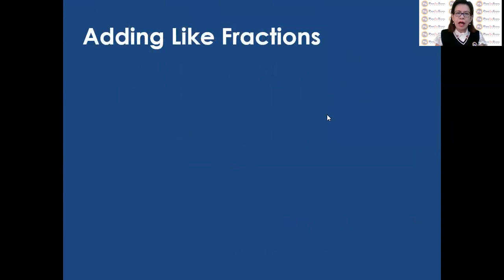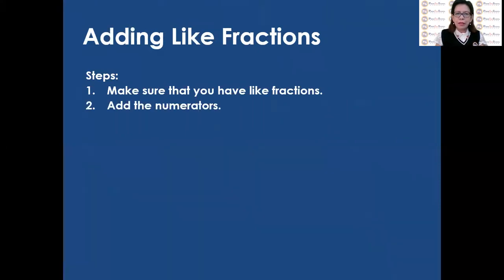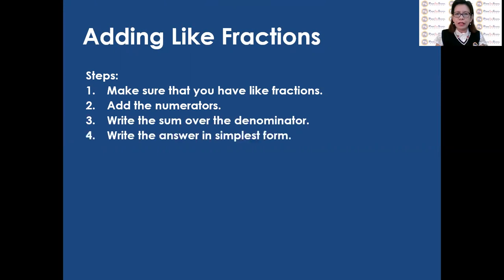Adding like fractions. How do we add like fractions? These are the steps. Number 1, make sure that you have like fractions. Number 2, add the numerators. And number 3, write the sum over the denominator. Then write the answer in simplest form.